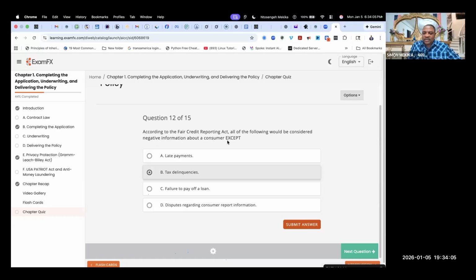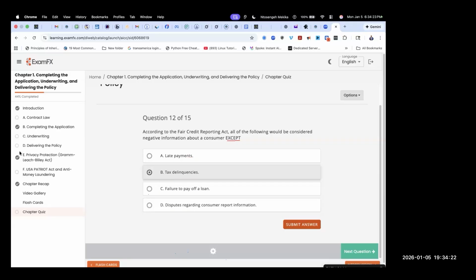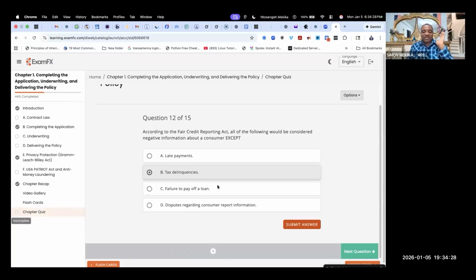Let me help you again. They say all of these are negative information about a consumer, except: late payment is negative, right? Failure to pay off a loan is negative. I believe tax delinquency should be negative. But if you dispute it, it's your right to dispute it. Is that not correct? Anyway, I don't want to influence you. I think delinquencies should be negative because at the end of the day, it's still negative.